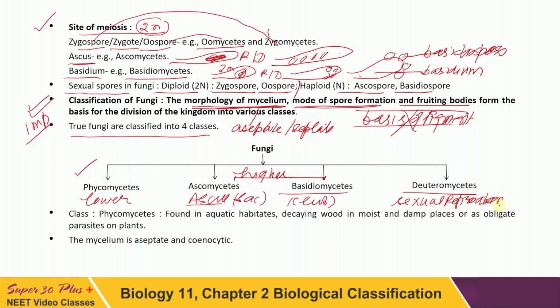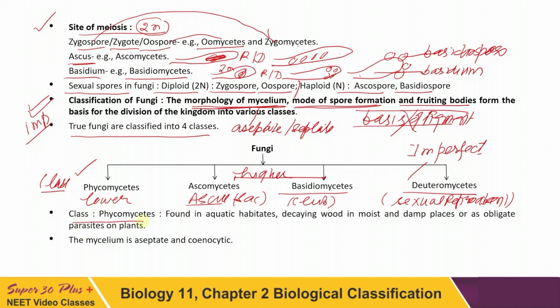Therefore, this is not a perfect group. This is known as the imperfect group. This is not a complete one. This is known as fungi imperfecti. You see here, these are the level of classes we may call. That is, we have 4 classes now.